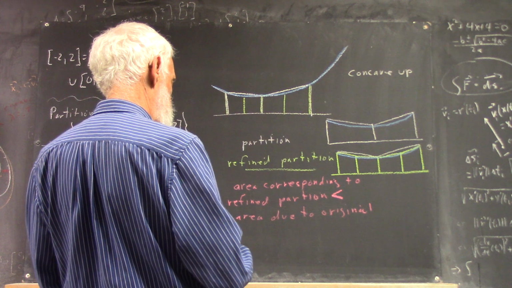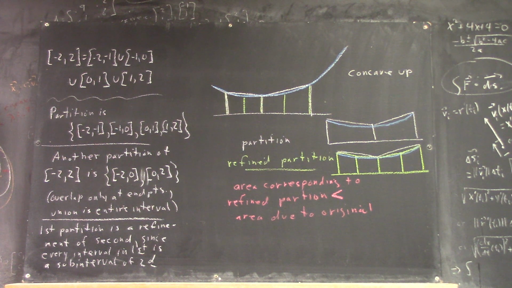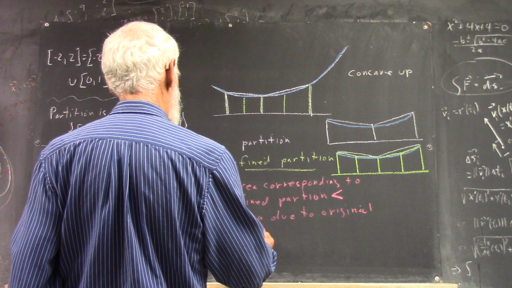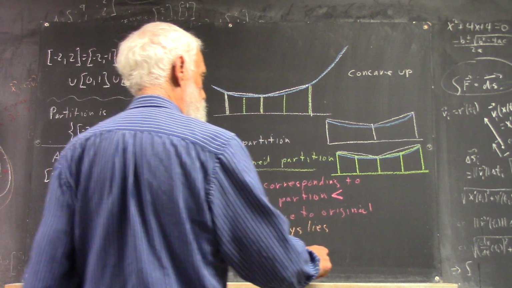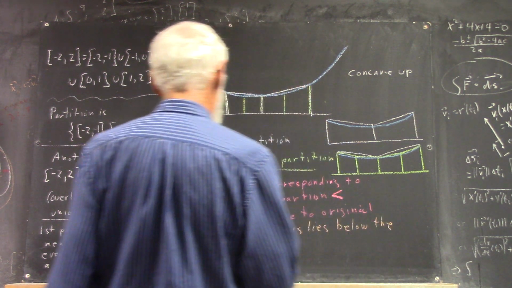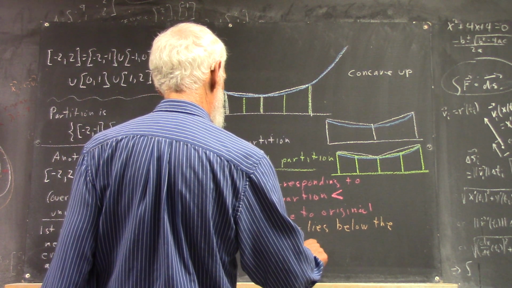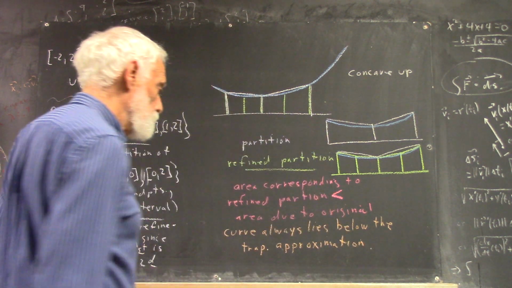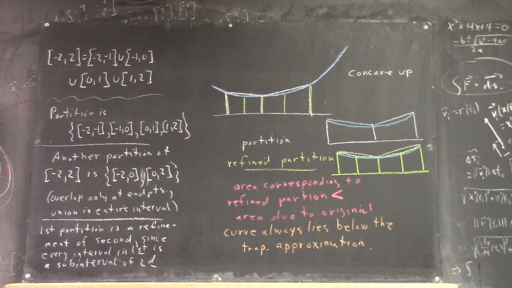So I can say the curve always lies below the trapezoidal approximation, doesn't it? Because it's concave up. Okay?